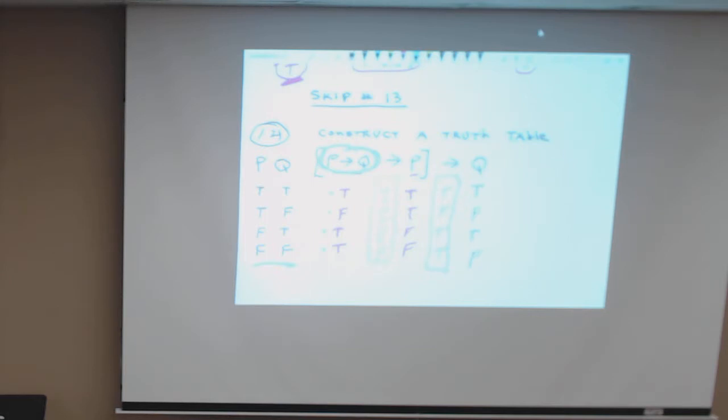So now I have this truth value here compared with P, which is true, true, false, false, true, true, false, false. So I'm comparing those two columns with an if-then statement.